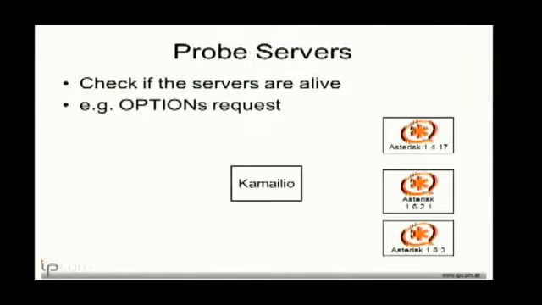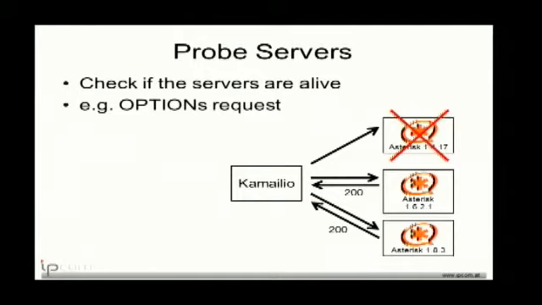So there's a probing mechanism in Kamailio where you can define that all the potential targets where you forward a request are always probed if they're alive. So you're sending an options request, and you can configure within how many seconds the server has to respond. And after 3 failed options requests, you mark the server as broken, and then you don't use it anymore. But you still probe it, and if it comes back, it automatically will be used again.